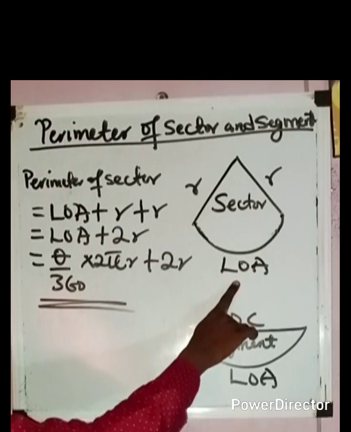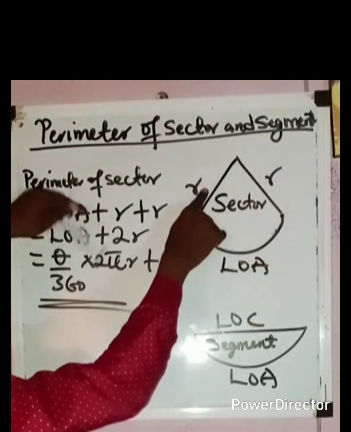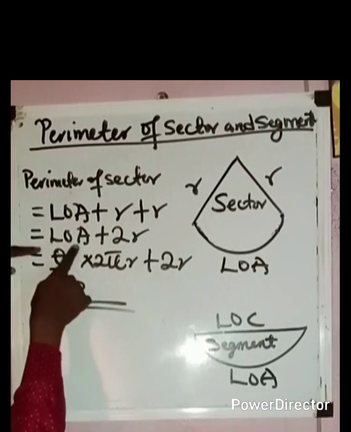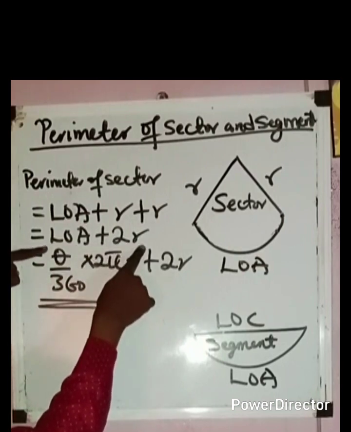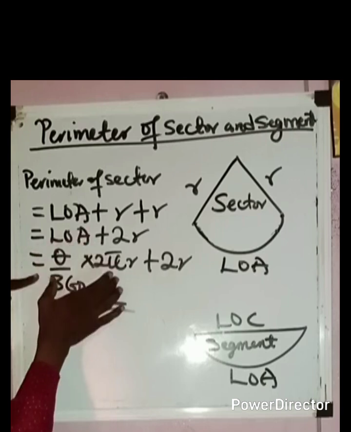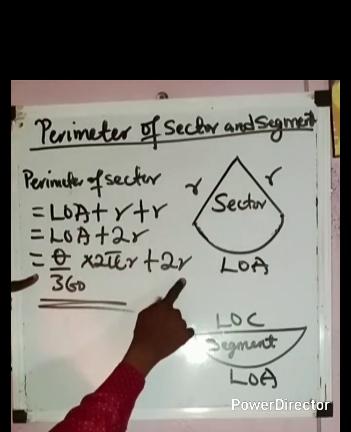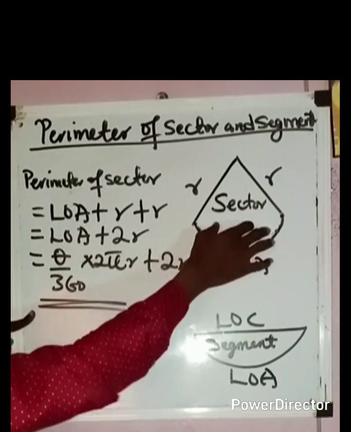Remember what we said? We said length of arc plus r plus r, which is length of arc plus 2r. The formula for length of arc is theta over 360 times 2 pi r, plus 2r. So these are the formula for perimeter of sector.